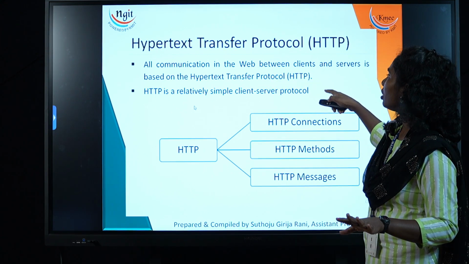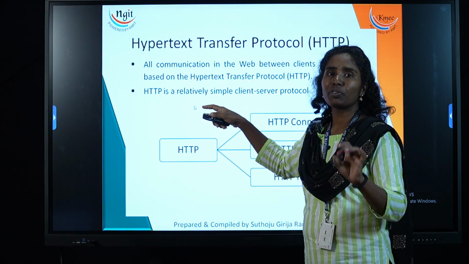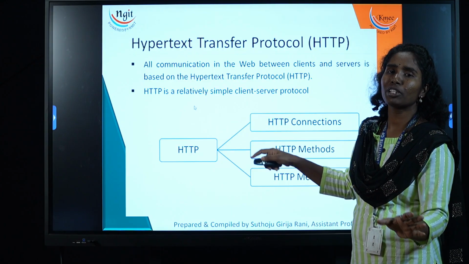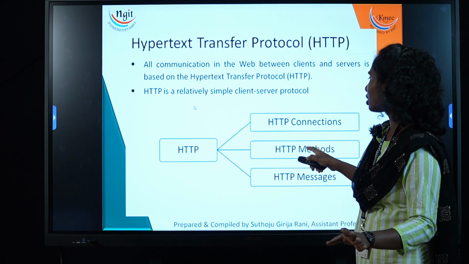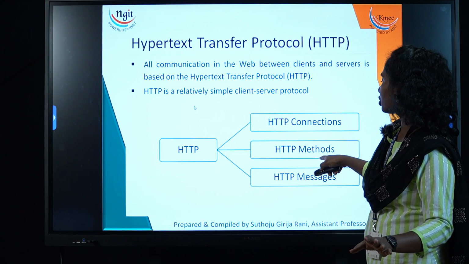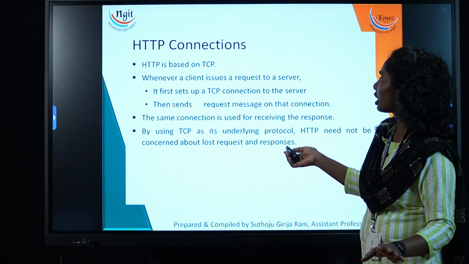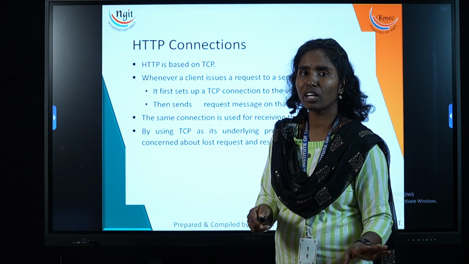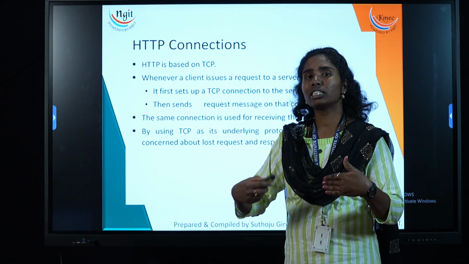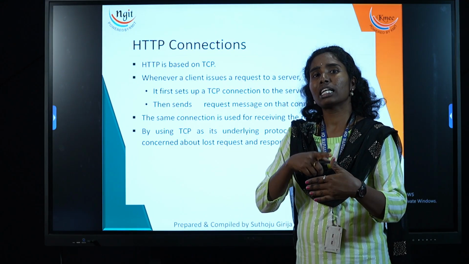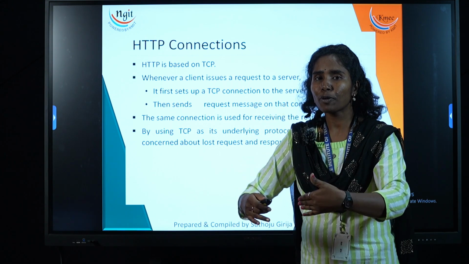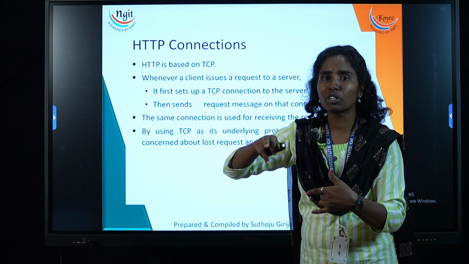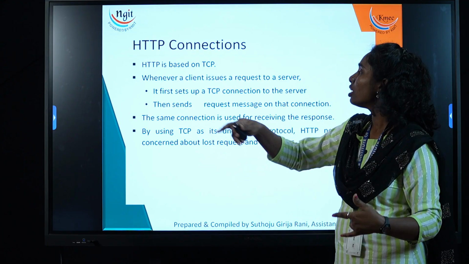Hypertext transfer protocol is the communication between the client and the server, as we have just mentioned. It is the simplest form of communication with respect to client-server architecture. Here we have HTTP connections, methods and messages. Coming to connections, this is very easy. It is totally based on the transmission control protocol. When a client starts its request, the client and client web proxies immediately start connecting with the web server using TCP communication. Connection establishment is done with TCP.